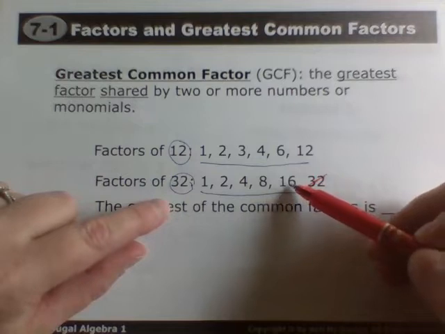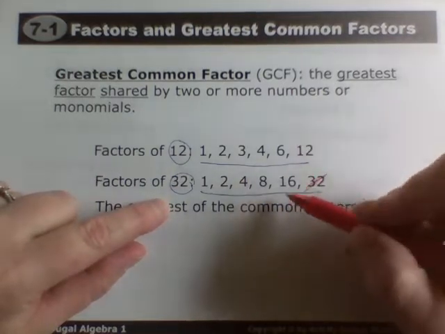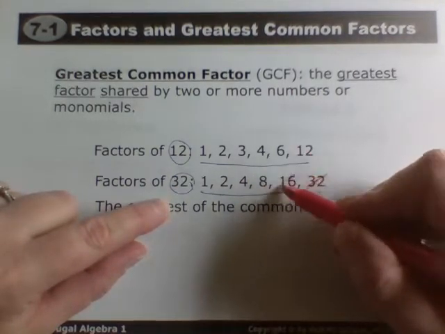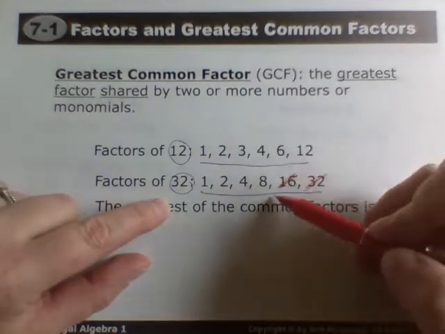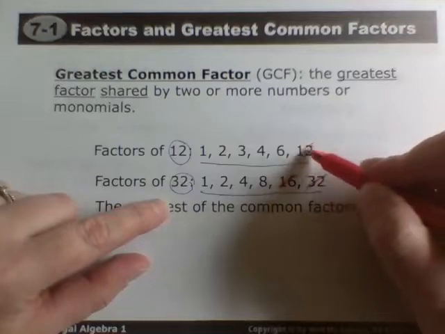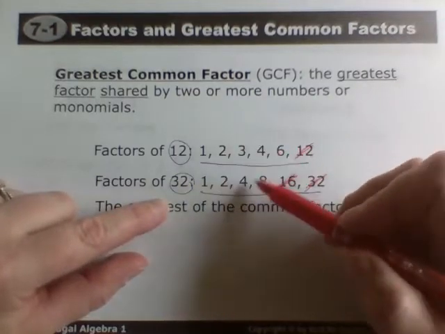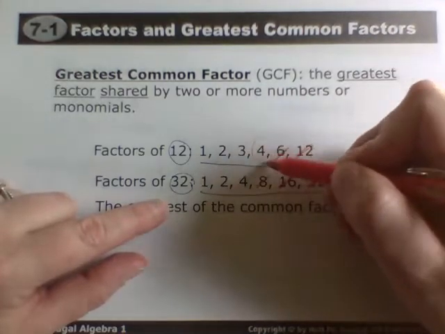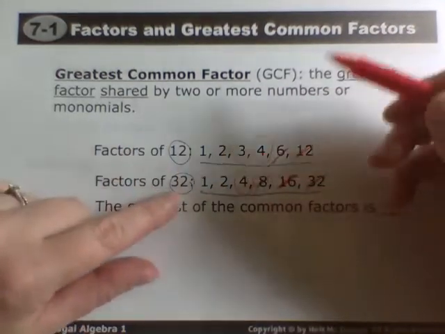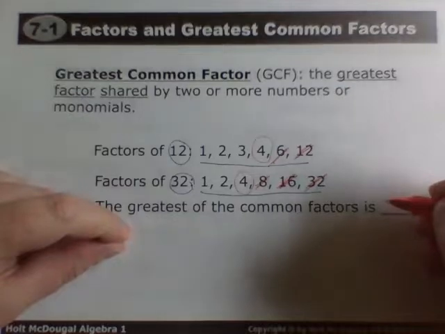The next greatest number in 32 is 16, but that's not in this one, so that's not there. The next highest number is 12, and they're not shared. Next highest number is 8, and that's not shared. 6 is not shared. And so the greatest common factor of 12 and 32 is 4.